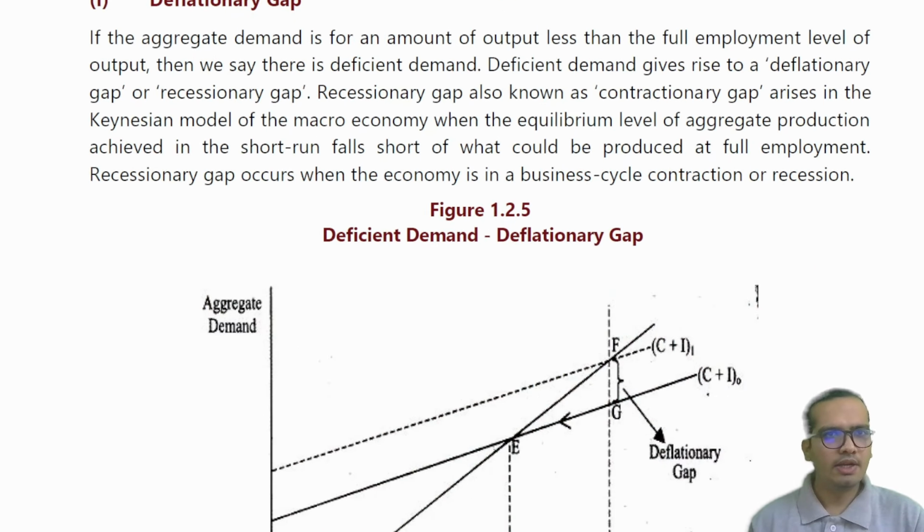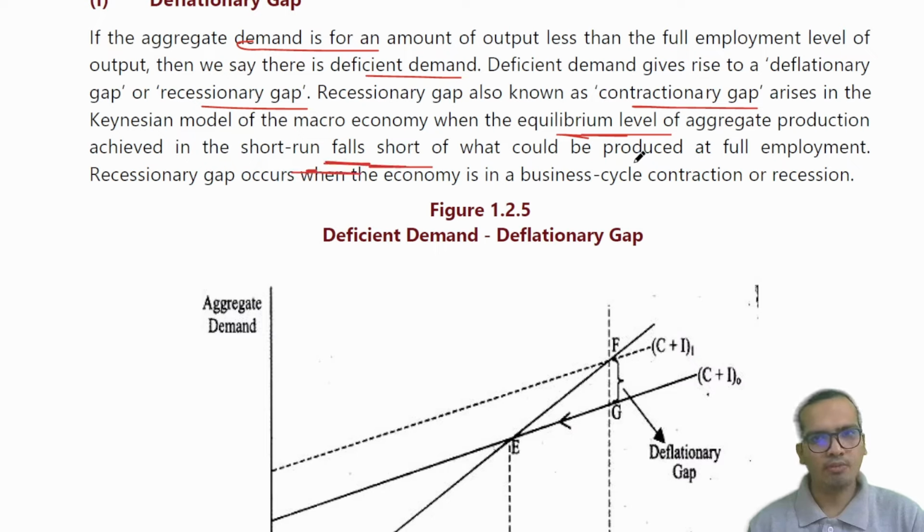Then we have the deflationary gap. If the aggregate demand is for an amount of output less than the full employment level of output, then we can say there is deficient demand. Deficient demand gives rise to a deflationary gap or recessionary gap. Recessionary gap, also known as contractionary gap, arises in the Keynesian model of the macroeconomy when the equilibrium level of aggregate production achieved in the short run falls short of what could be achieved at full employment. Recessionary gap occurs when the economy is at business cycle contraction or recession.